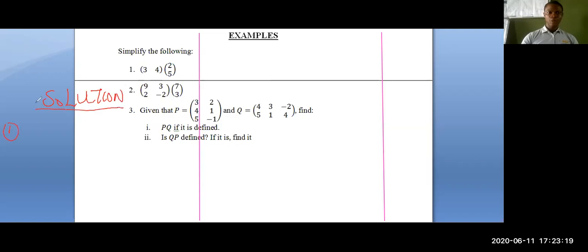Okay, number 1 is a we have 3, 4 multiplying by 2 and 5. Okay, so let's test for compatibility. This is a row matrix, so it is 1 row and 2 columns, 1 by 2. Multiplied by, this is 2 rows, 1 column, so 2 by 1. And of course, you can see that the adjacent numbers are equal. So 2 will cancel 2, so they are equal. Then we're going to have a 1 by 1 matrix. That's just a single number enclosed in a bracket is what I'm going to have.